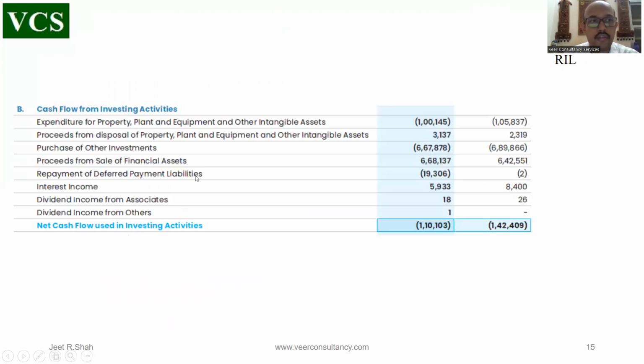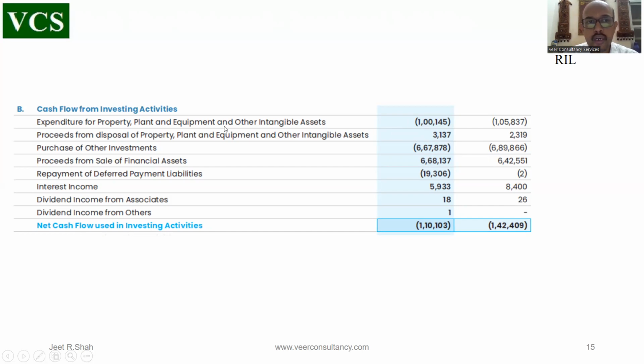So in this case, you can find for Reliance that they had done expenditure in the PP&D and other intangibles of 1 lakh crores, and last year they had invested 1,05,000 crores. Okay, this was the amount that they had invested in the long-term assets known as PP&D. Now they had also sold certain part of the long-term assets over here, like they had sold certain part of PP&D of around 3,137 crores, and last year also they had sold some part.